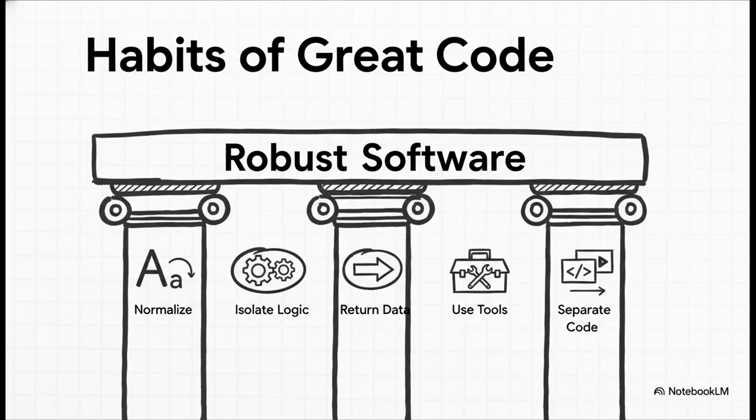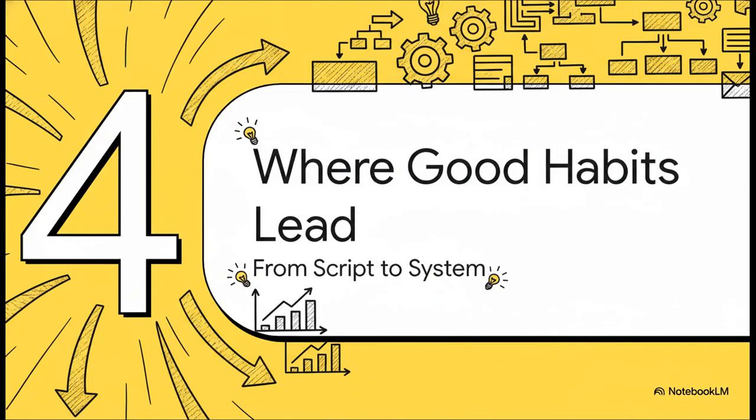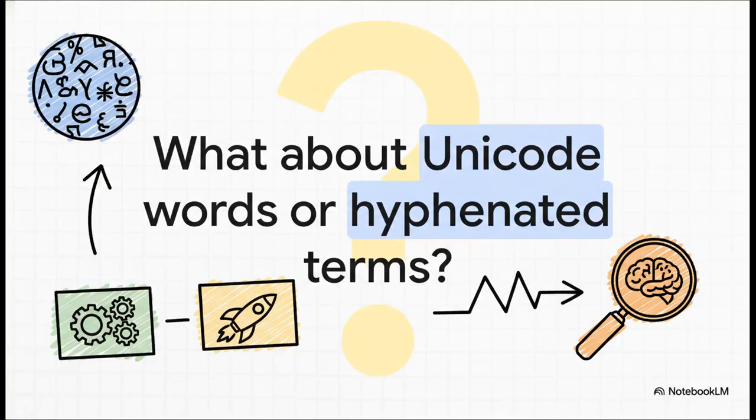Look, these aren't just little rules for a tiny script. These are the foundational principles for building solid, scalable software, period. So, once you really let these foundational principles sink in, the next question just naturally pops into your head. Okay, this is great, but how do we scale this thing up? For example, our current script only handles simple English letters. So what happens when you run into words from other languages with accents and different characters? Or what about hyphenated terms like state of the art? How would you have to change that pattern to handle more complex text like that?